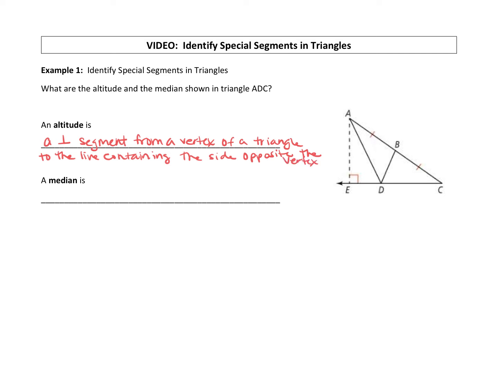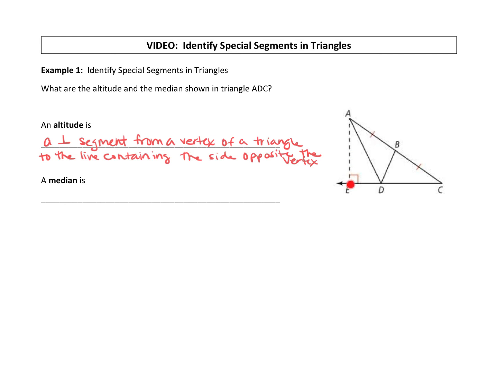All right, let's read that one more time. An altitude is a perpendicular segment from a vertex of a triangle to the line containing the side opposite the vertex. So if we look at our picture, can we identify the altitude of this picture? So an altitude comes from a vertex and it hits the opposite side perpendicularly, but sometimes the opposite side isn't perpendicular to the triangle, so you may have to extend a side.